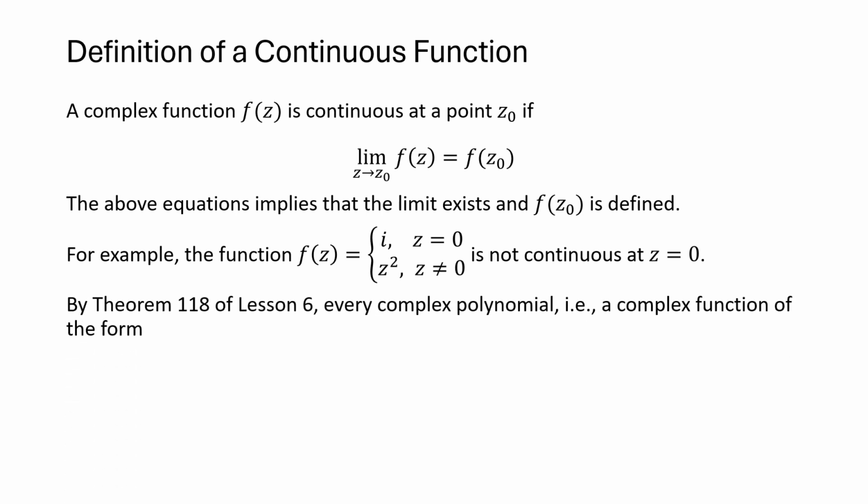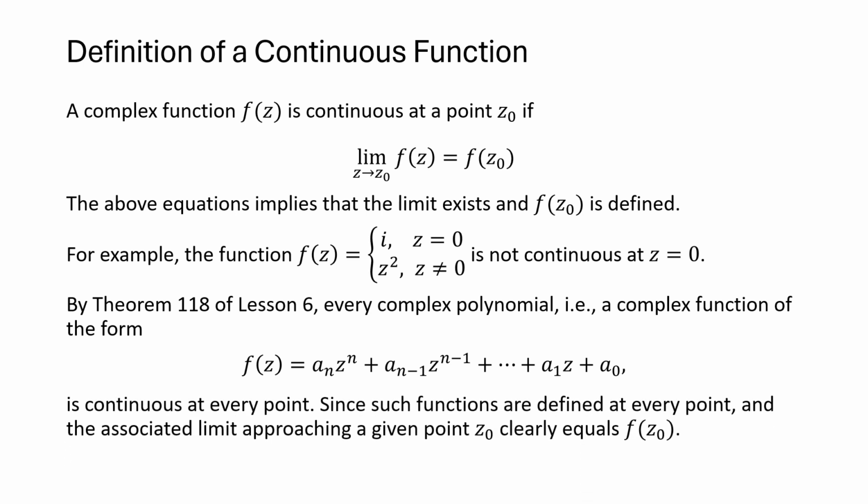From the previous lesson, theorem 118, we showed that the limit of a polynomial at any point is equal to the value of the polynomial at that point. So all complex polynomials are continuous at every point, which gives us a fairly large set of continuous functions to work with.